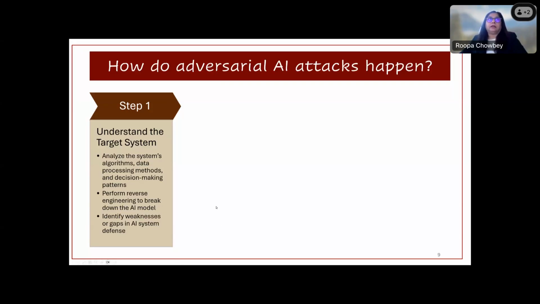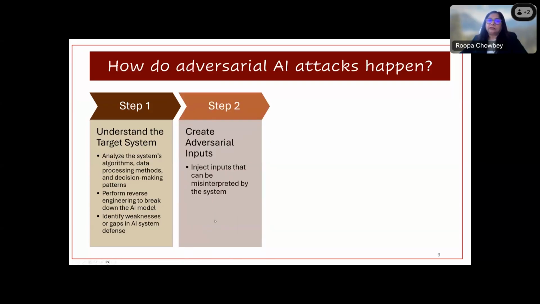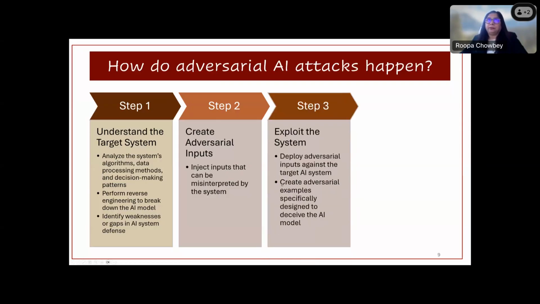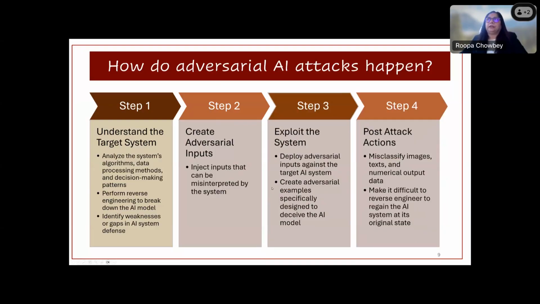The next step would be for them to create adversarial inputs to confuse the AI system so that it starts misinterpreting the inputs that are given to it. The third step is for the malicious actor to exploit the AI system by deploying adversarial inputs so that they can deceive the AI model. And finally, the actions used in the previous steps would help in misclassification of data and make it difficult to restore the system to its original state. And that's how a malicious actor would gain control over the AI program in an agency.